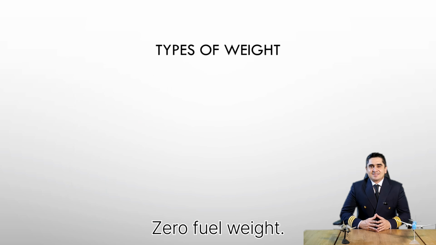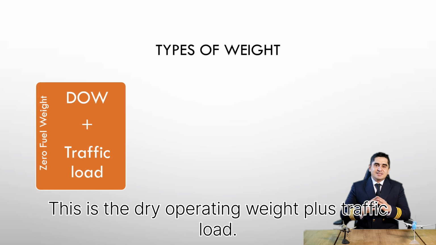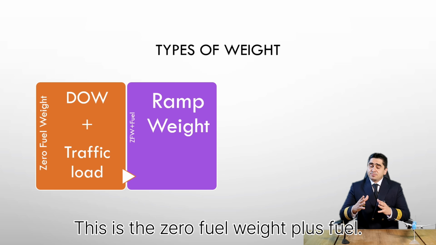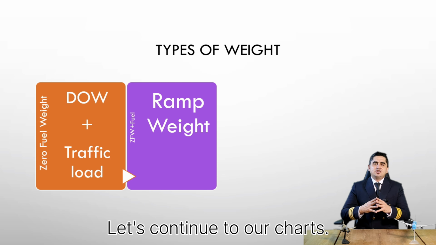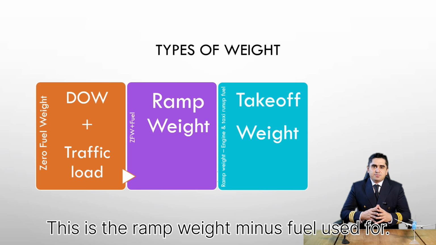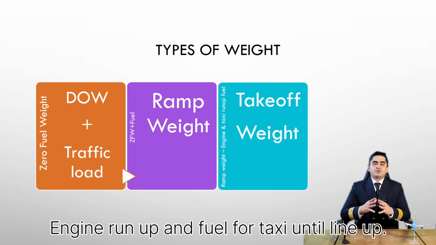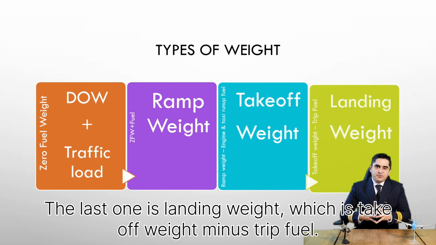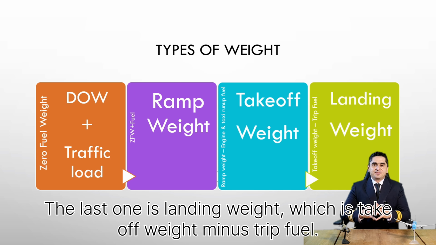Zero fuel weight. This is the dry operating weight plus traffic load. Ramp weight. This is the zero fuel weight plus fuel. Let's continue to our charts. Takeoff weight. This is the ramp weight minus fuel used for engine run-up and fuel for taxi until line-up. And the last one is landing weight, which is takeoff weight minus trip fuel.